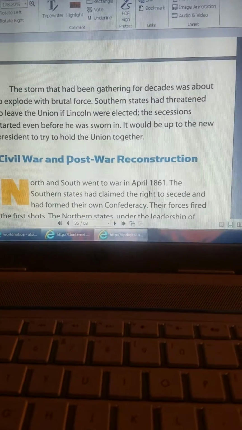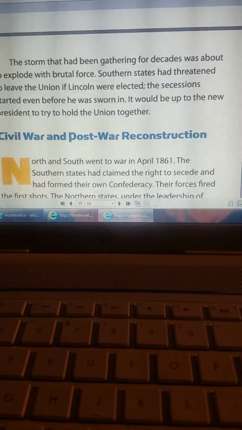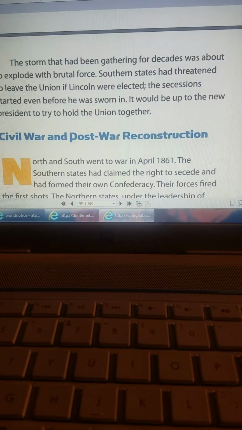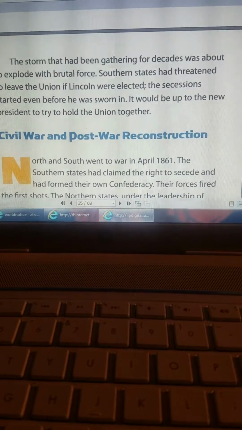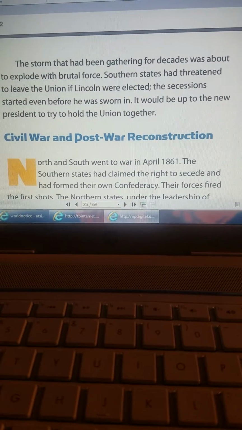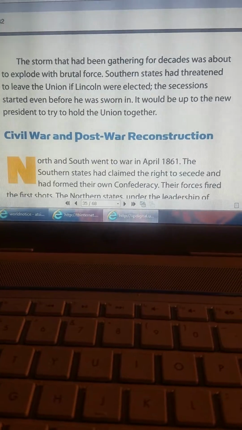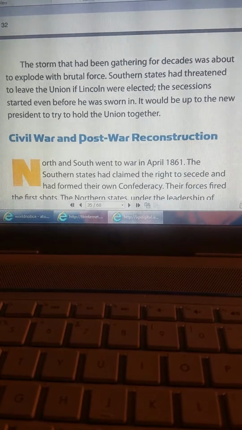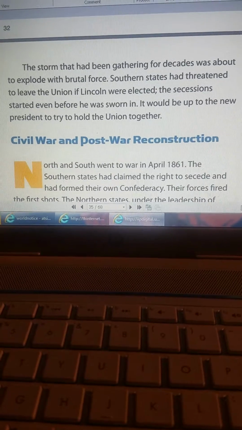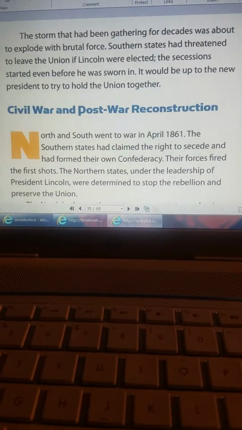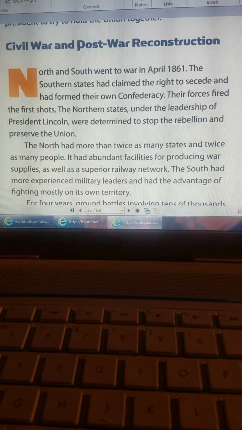The storm that had been gathering for decades was about to explode with brutal force. Southern states had threatened to leave the Union if Lincoln were elected. The secession started even before he was sworn in. It would be up to the new president to try to hold the Union together. And this is the Civil War and post-war Reconstruction.